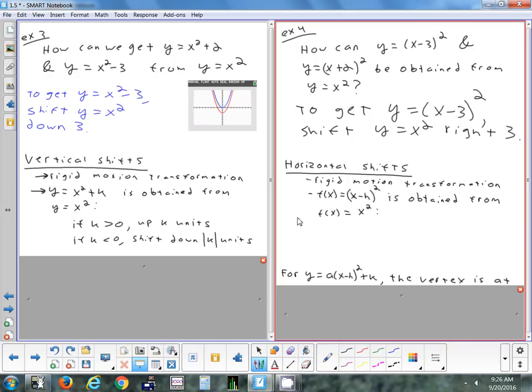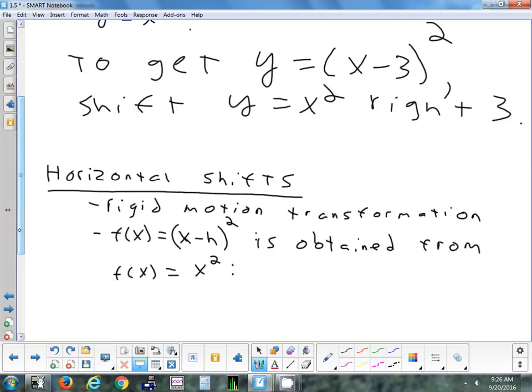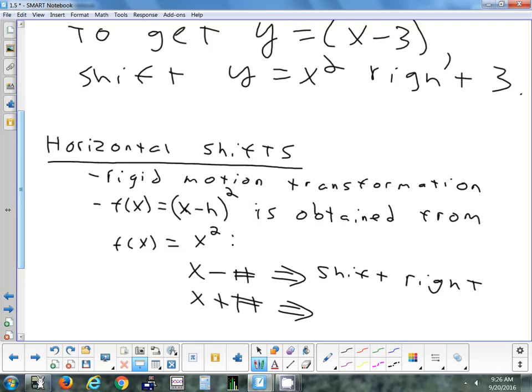So this is an example of another rigid motion transformation. We're not distorting anything. Basically, if you have x minus a number, what this is going to do is what we just saw in x minus 3. It shifts right. If you have x plus a number, that's going to shift to the left.